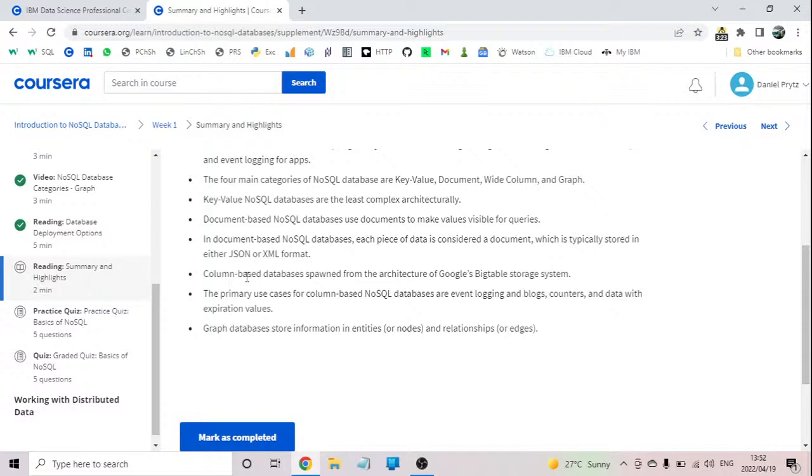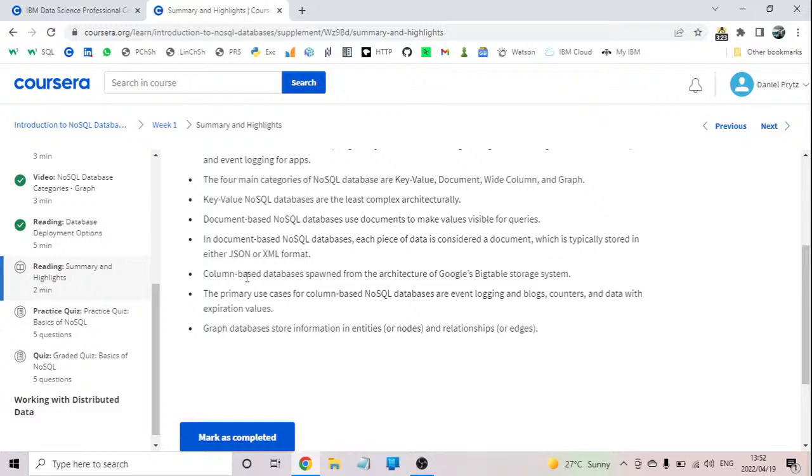The primary use cases of column-based NoSQL databases are event logging. For column-based, you can record specific events and relate them with keys, but it's not as easy as the other way, which is basically tables. Graph databases store information in entities or nodes and relationships with edges. Very simple.